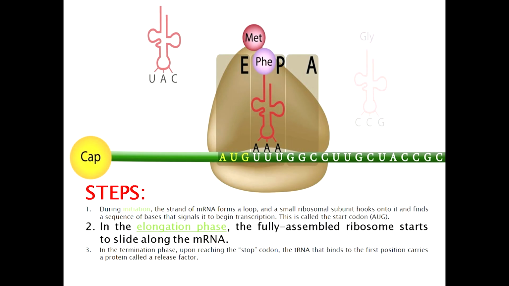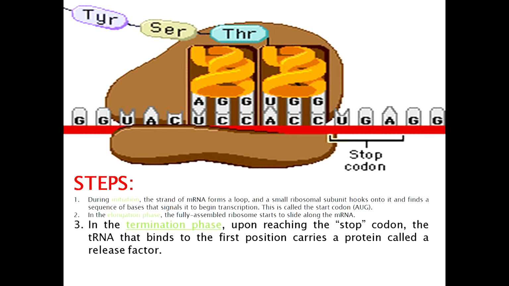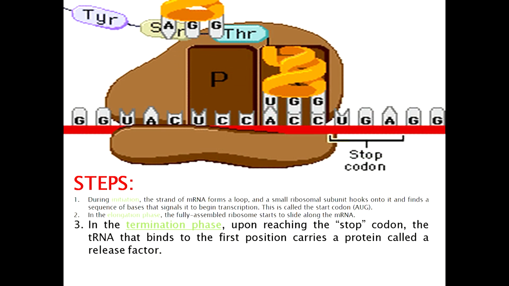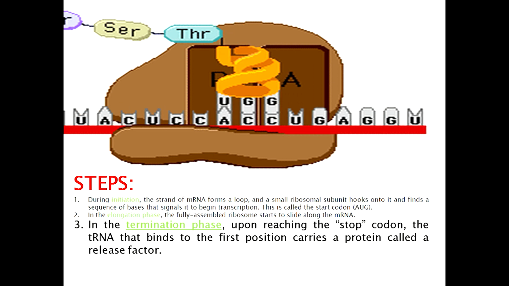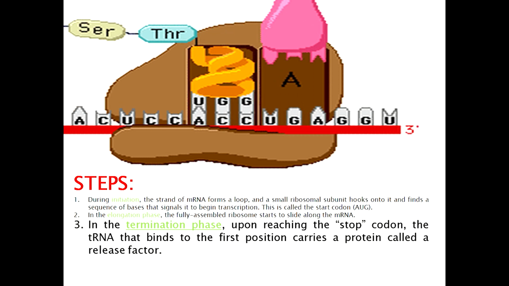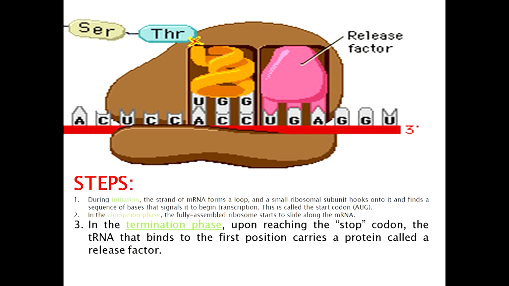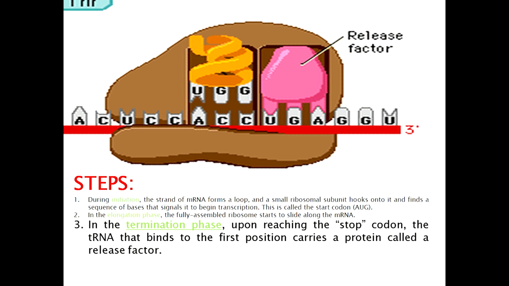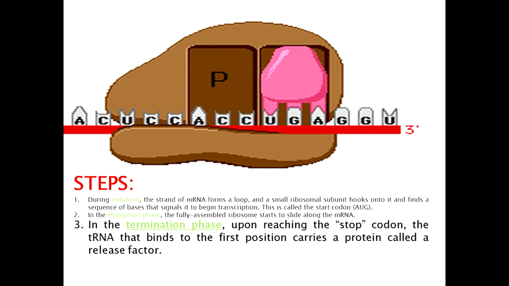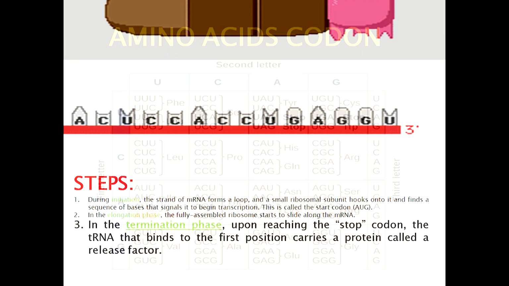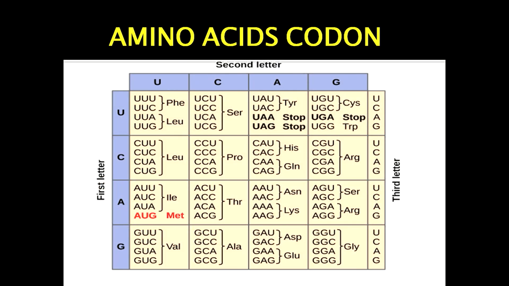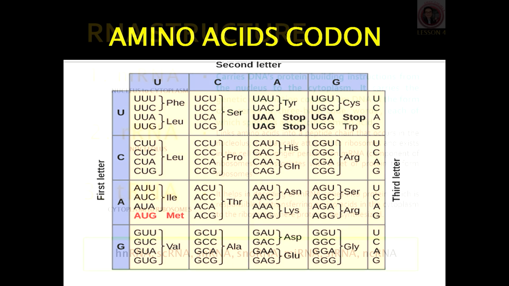Pangalawang step, the elongation phase. In the elongation phase, the fully assembled ribosome starts to slide along the mRNA. At pangatlong step, the termination phase. In the termination phase, upon reaching the stop codon, the tRNA or transfer RNA that binds to the first position carries a protein called a release factor. The stop codon marks actually the site at which translation process ends.